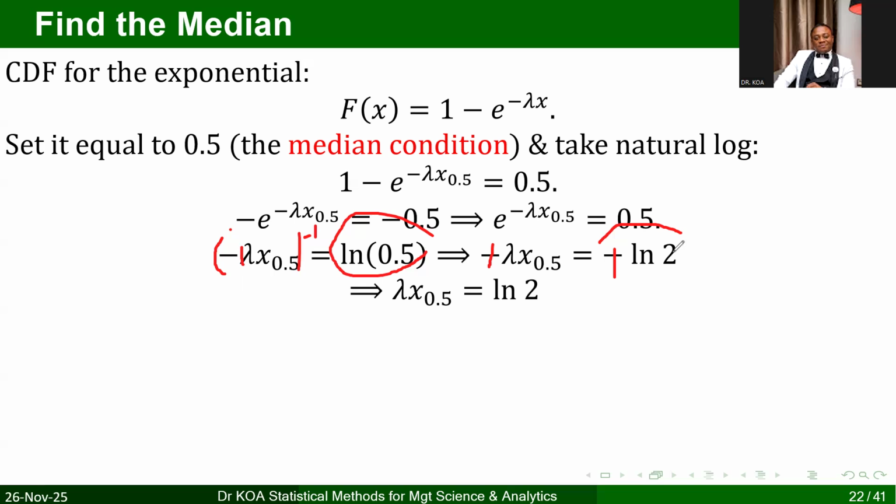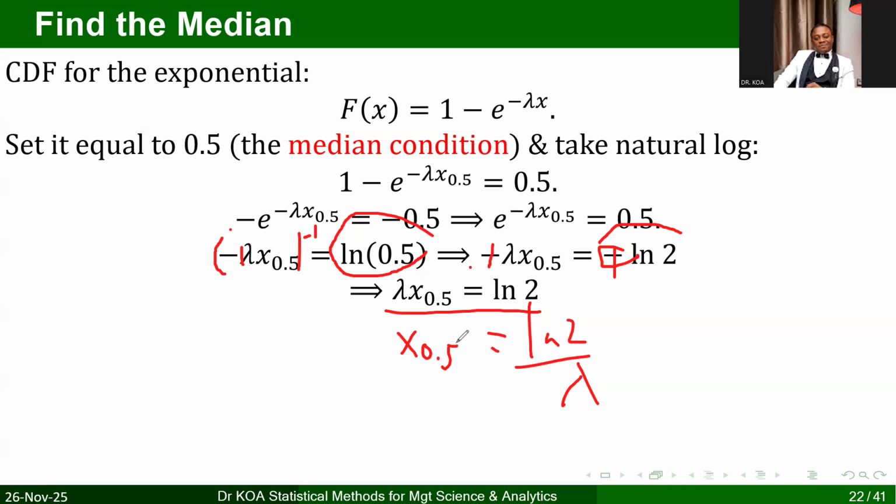And then you apply that negative to all of them. That is what gave this one still negative. And then now you can kill the negatives, which now gives you this. And so you can now have the x to be 0.5, which is the median condition, being ln 2 over the lambda. The fact that you have the 0.5 means that you are setting up the median condition. You don't know the values, but once you know the value of lambda, you can find the median condition. So just keep this one in mind.